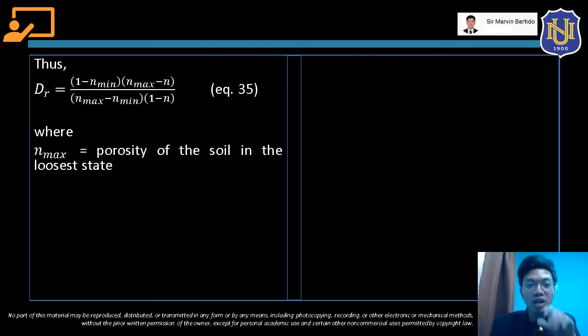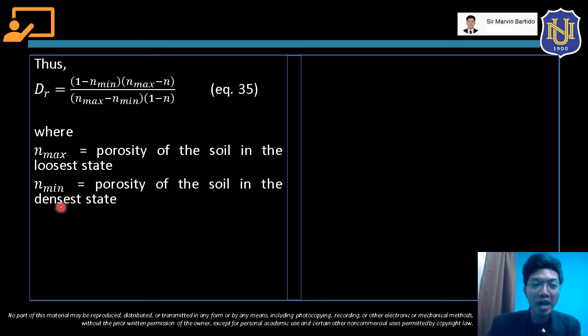Ayan. So here, class, our porosity N sub max is the porosity of the soil in the loosest state, just like in E max. So the same goes for N min, class. Our porosity here is in the densest state.